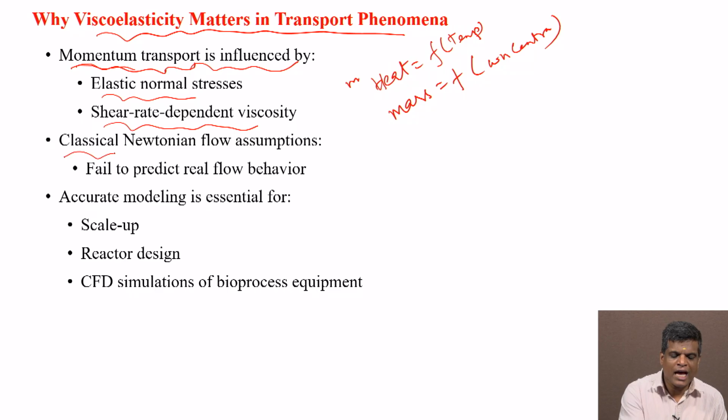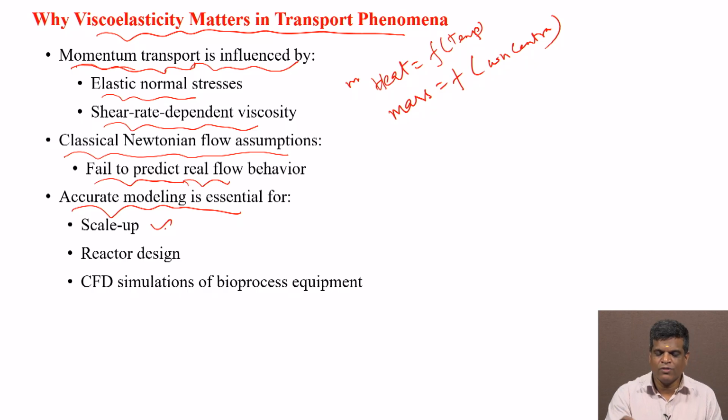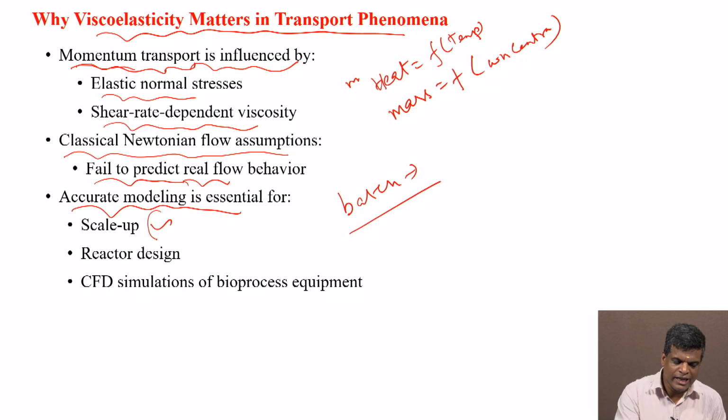If you assume a classical Newtonian fluid, what will happen here? There is the real flow, but if you assume a Newtonian fluid, then definitely it fails to predict the real flow, because it already behaves as a non-Newtonian fluid. So accurate modeling is essential for scale up. When you want to scale up from batch, of course we need accurate modeling of what exactly is happening here.